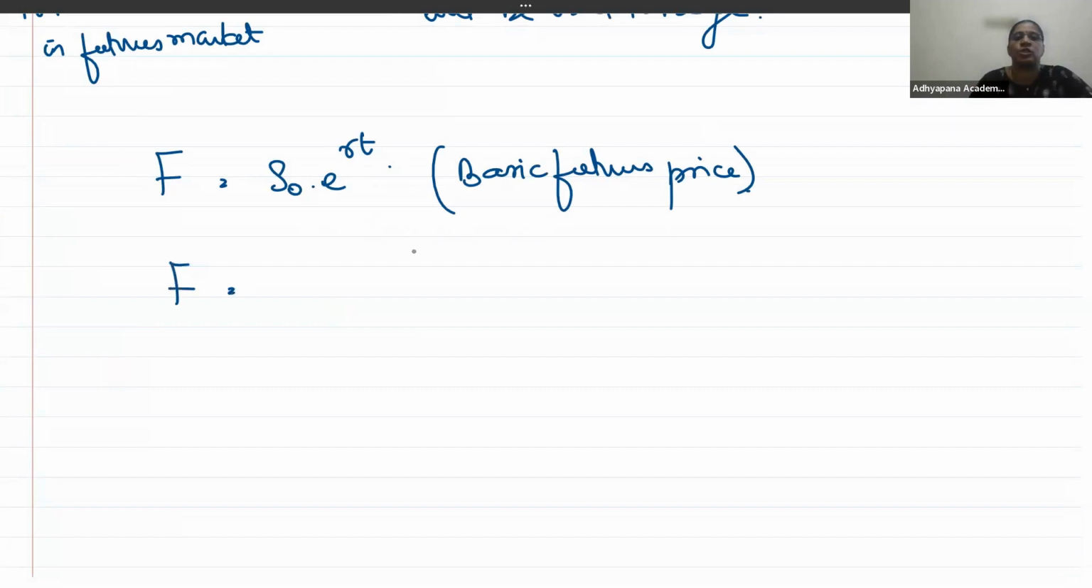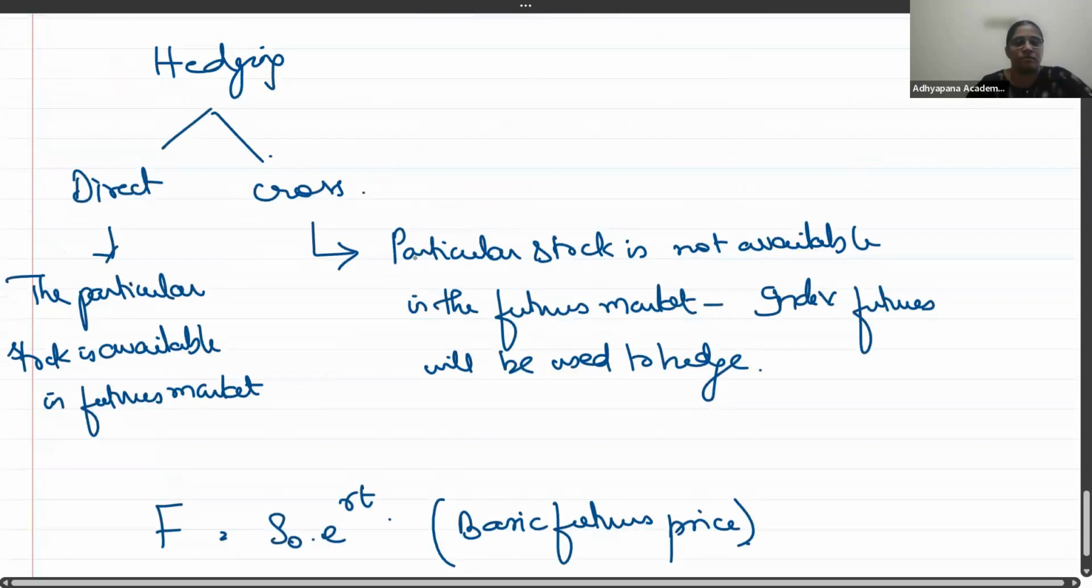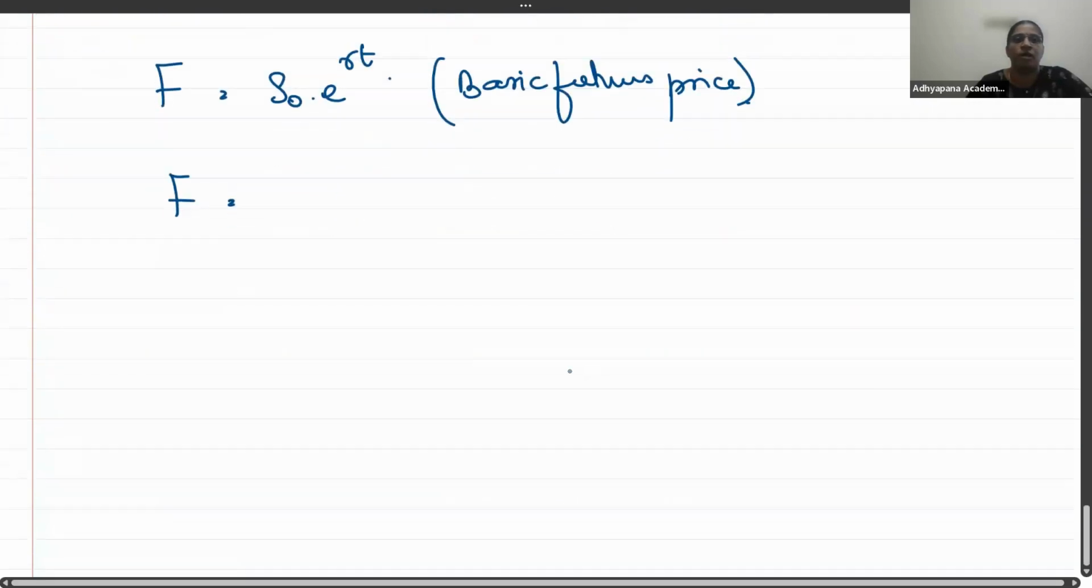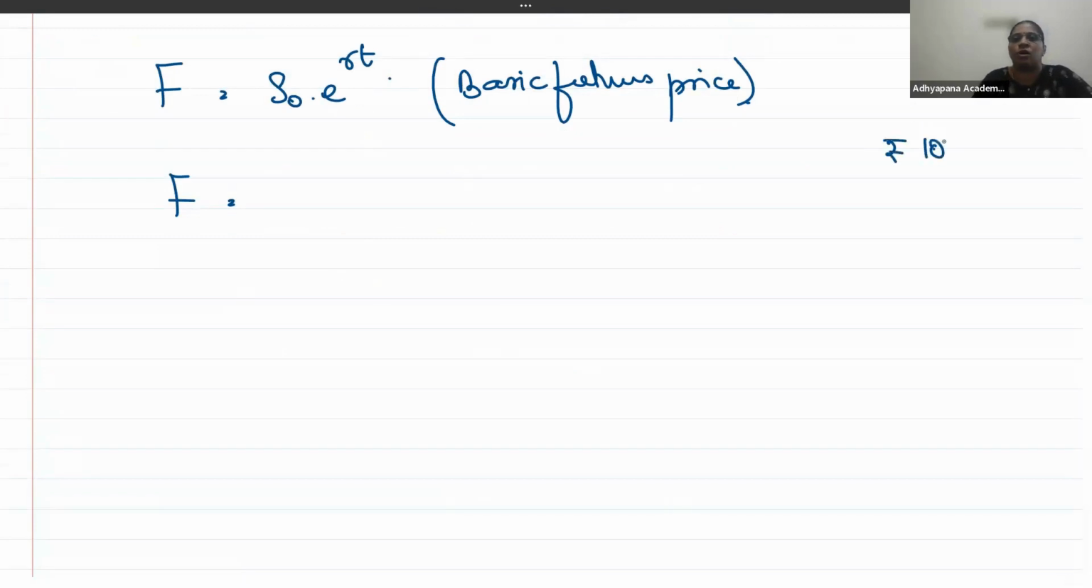Suppose it is a stock future, what happens? Let me give you an example. I have invested in a stock worth rupees 100. That is my outflow for the stock, the current spot price. 2 months later, the company is giving a dividend of 10 rupees. You have spent 100 rupees, you have got back 10 rupees, which means your net outflow is 90 rupees.